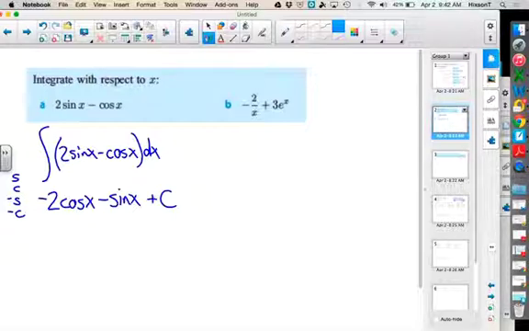Do that if it helps. Notice here we actually had a minus cosine. The integral of minus cosine is minus sine. So there's our integral. Any questions? Comments? Okay. So now we have the integral of negative 2 over x plus 3e to the x.